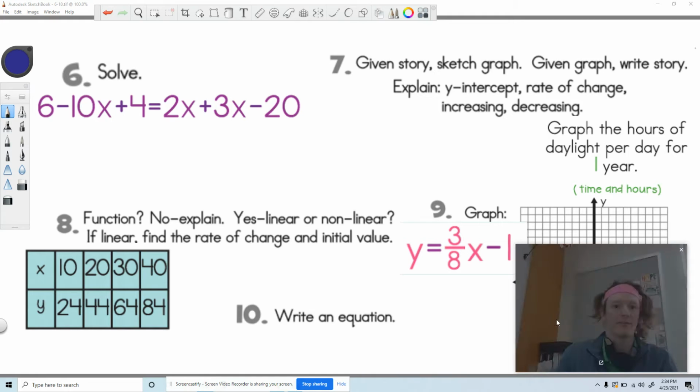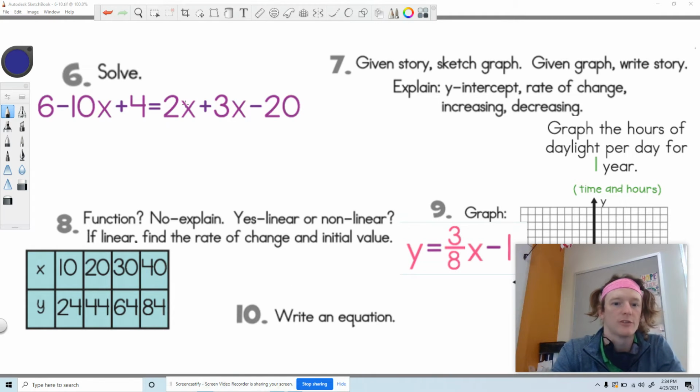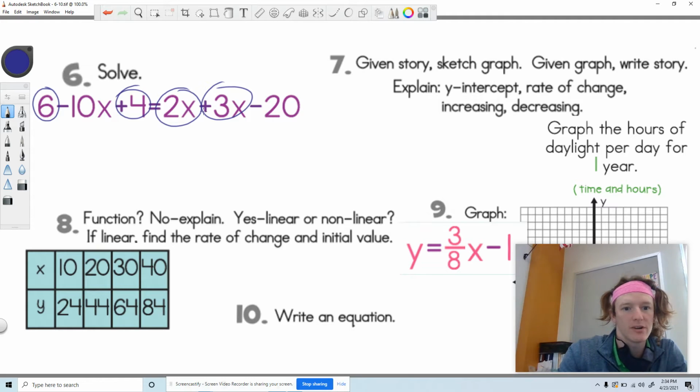Number 6, we have a pretty long algebra problem here. The first step is just to combine our like terms. So we got to combine this 6 and this 4. We got to combine this 2x and this 3x. So I'll get you started.